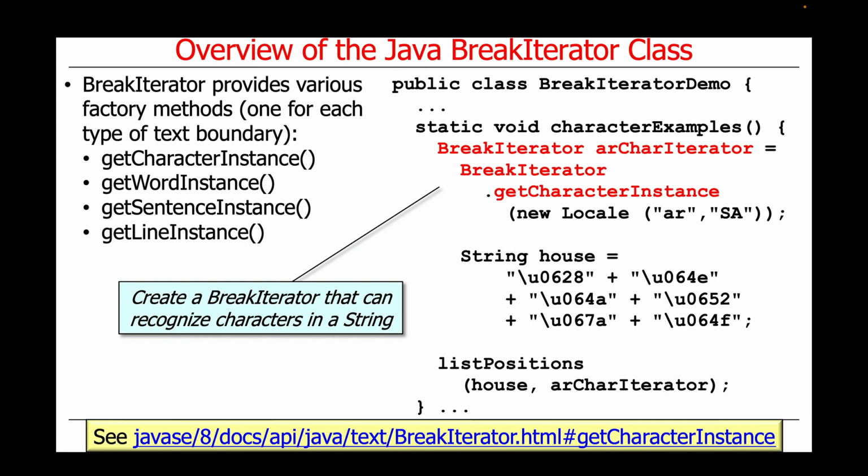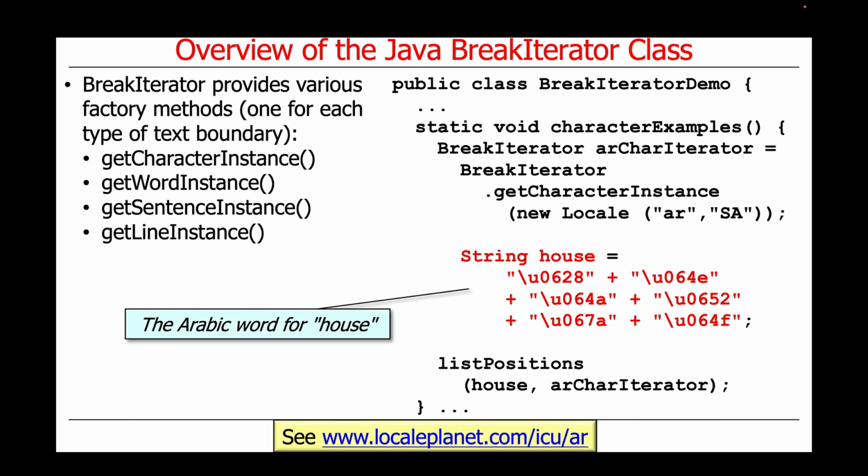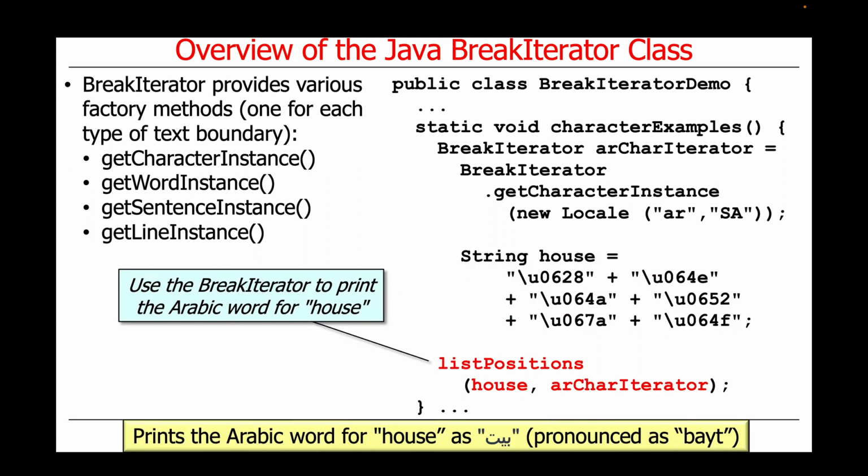The characterExamples method in that demo shows how a BreakIterator can be created to recognize characters in a string. Note how the getCharacterInstance method is passed a locale, which is an essential part of BreakIterator since it identifies the customs and conventions of a user's native country, region, or culture. In this case, the locale parameter is indicating the Saudi Arabian form of Arabic. The characterExamples method creates a string containing Unicode characters that represent the Arabic word for house. This string and the BreakIterator created earlier in this method are then passed to the linePositions method, which prints the Arabic word for house using the format shown at the bottom of the slide.